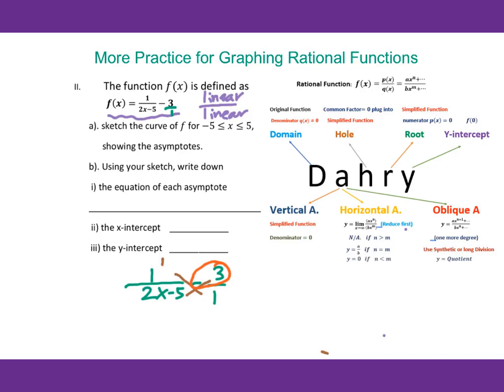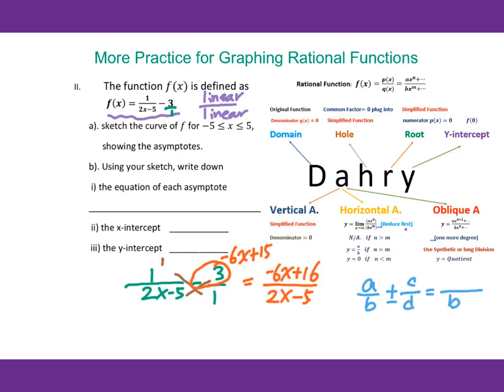So make things much easier. Negative 3 times 2x, that is negative 6x. Negative 3 times negative 5, that is a positive 15. Therefore, combine like terms, you will get negative 6x plus 16 over 2x minus 5. Using a over b plus or minus c over d, denominator multiply, then you cross multiply, get ad plus or minus bc. That will be the numerator, ad plus or minus bc.